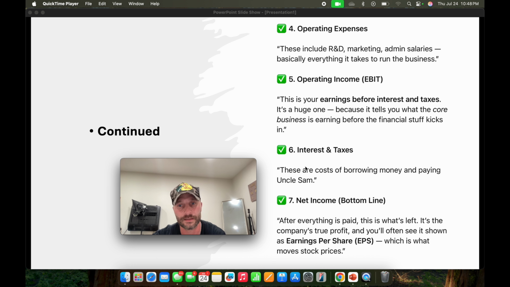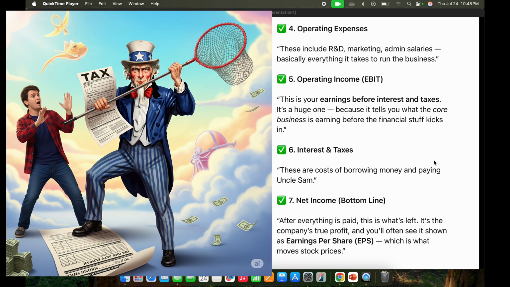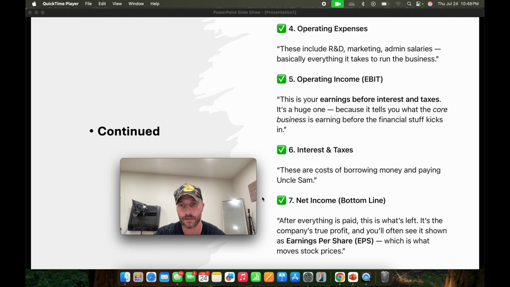Interest and taxes. These are costs of borrowing money and paying Uncle Sam, right? Net income, bottom line. Another one we've been talking a lot about here lately, guys. This is the breadwinner. This is the one that means the most, right? Your bottom line.